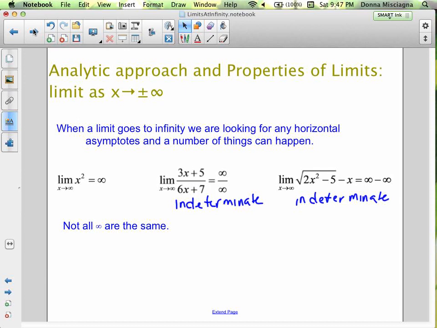Infinity minus infinity, what would that be? 0? Not necessarily. The last two, where we have both the numerator and denominator going to infinity, and where we have a difference and both are going to infinity, those are indeterminate limits. They don't tell us anything. Not all infinities are the same. So we're going to learn some algebraic, some analytic techniques to find limits as x approaches infinity. We've looked at numerical and graphical approaches and some properties, and we used the squeeze theorem. Now let's learn some analytic.